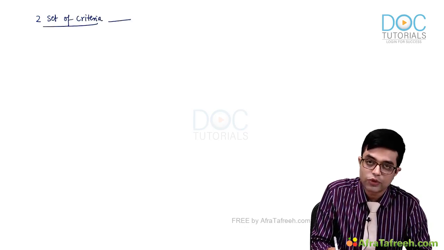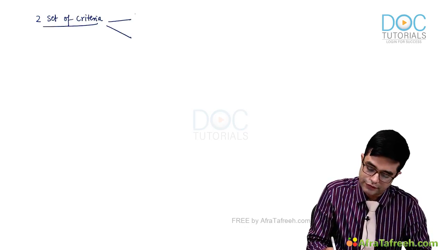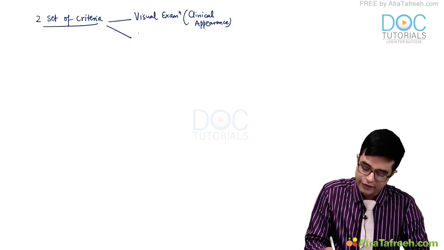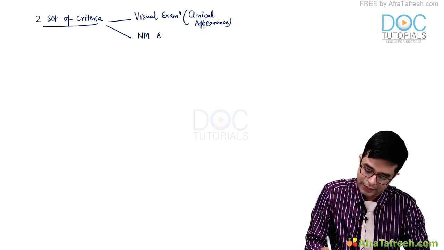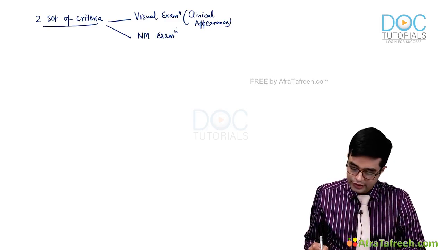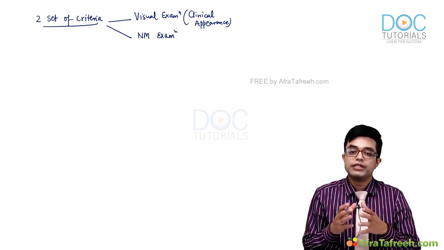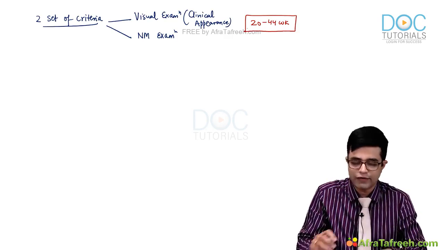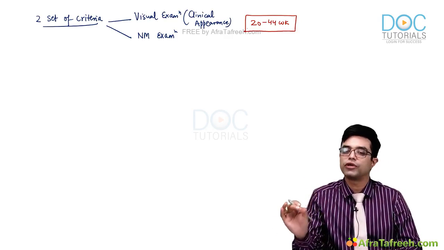The two sets of criteria include the visual examination of the child, also called clinical examination or clinical appearance, how the child looks. And second, we look at the neuromuscular examination. These two parameters are used. It can be performed in children ranging from 20 to 44 weeks. So which gestational age can it be applied to? A very broad range, ranging from 20 to 44 weeks.